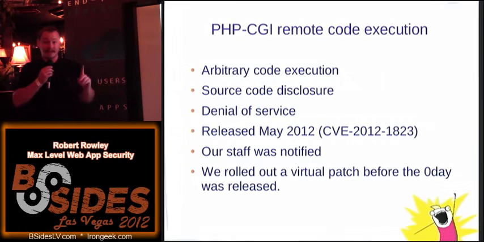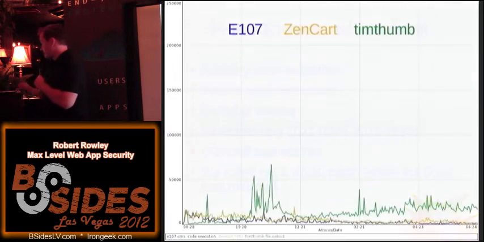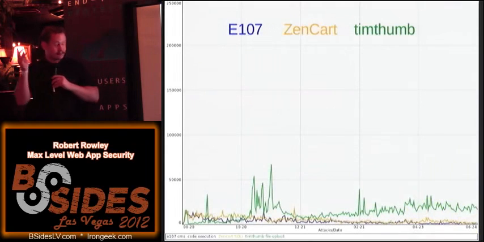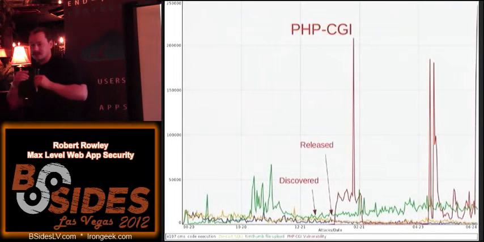Our staff was actually notified before May because this was identified on our network, and we applied a patch to PHP as well as a virtual patch in mod_security so I could do some logging. This was all rolled out well before the 0-day release, which gives me really good graphs. So this is that same graph I just showed you: Zencart, E107, and TimThumb. And now this is the PHP CGI vulnerability.